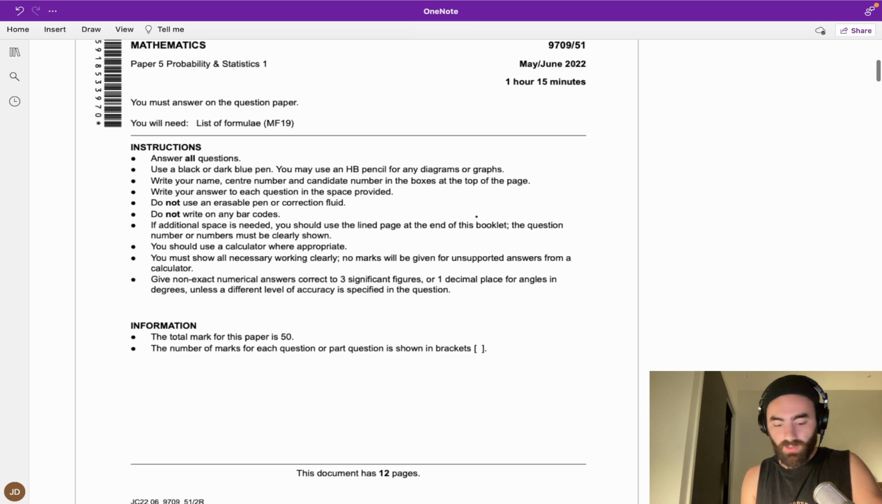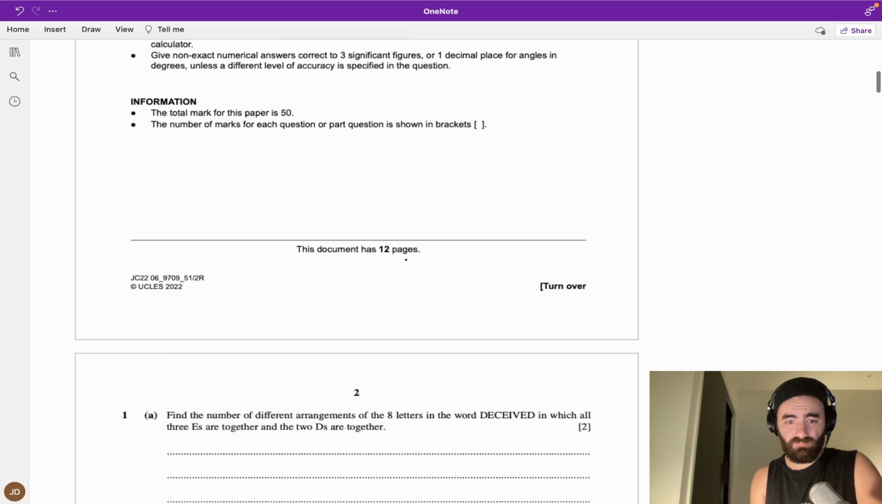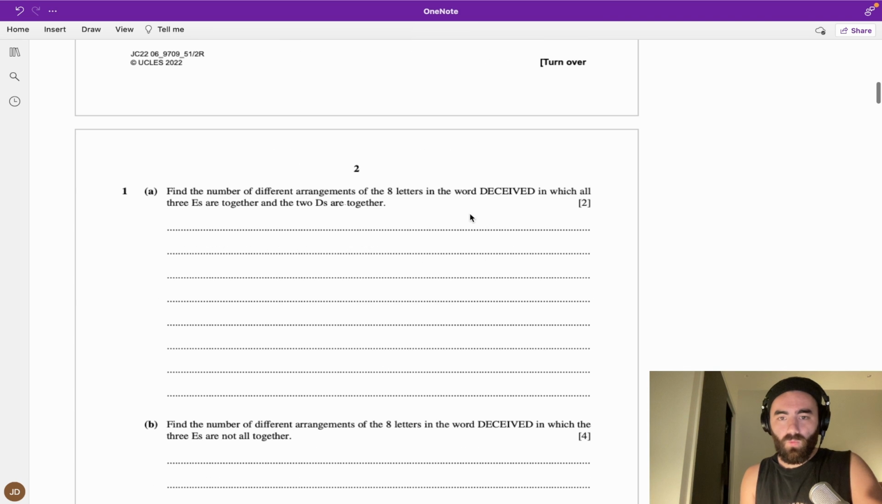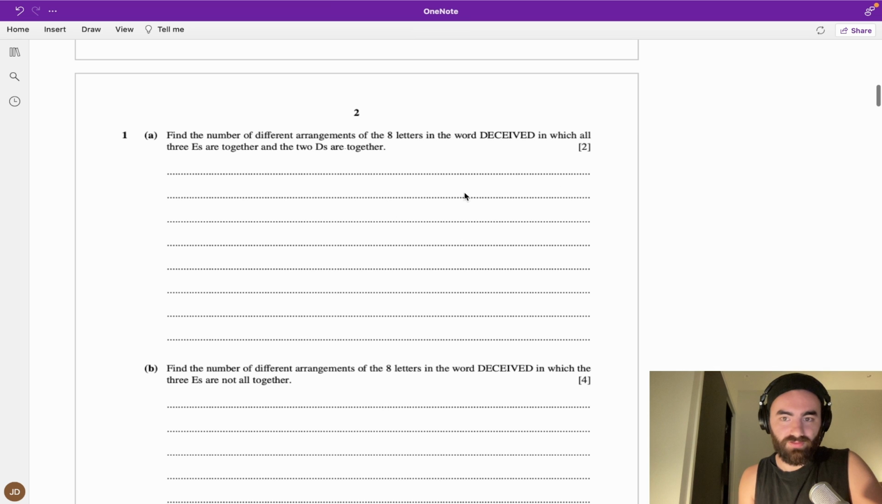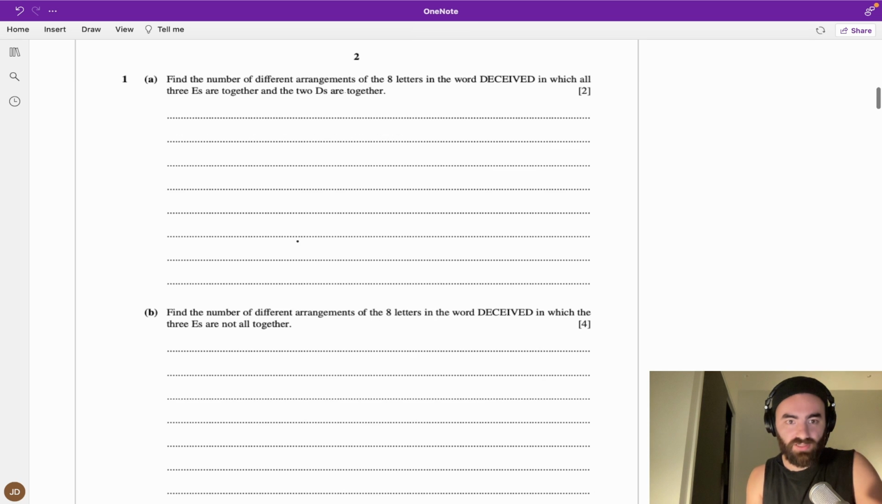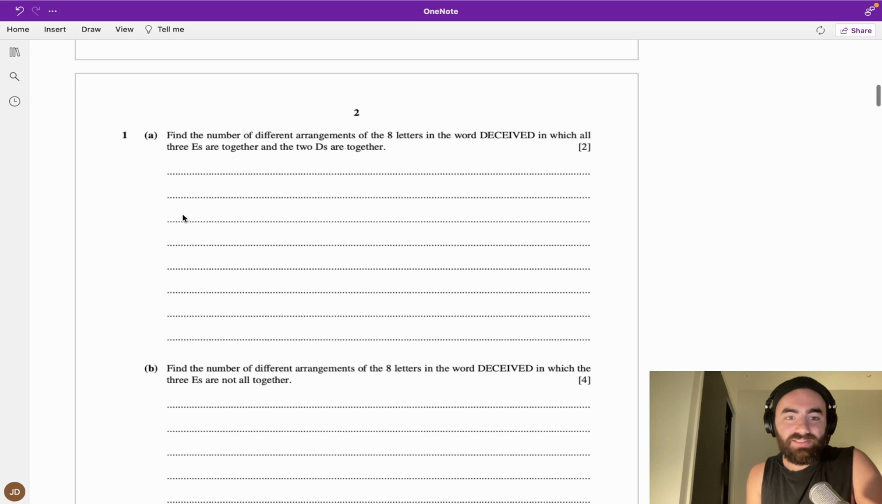It's the 2022 paper. And let's jump right in. Find the number of different arrangements of the 8 letters in the word deceived, in which all 3 E's are together and 2 D's are together. Well, this is permutations and combinations. So we've got the 3 E's together, so I'll put that in a single slot, and we've got the 2 D's together.